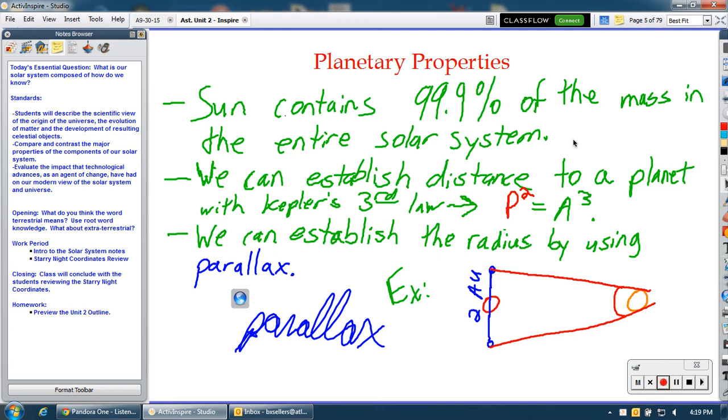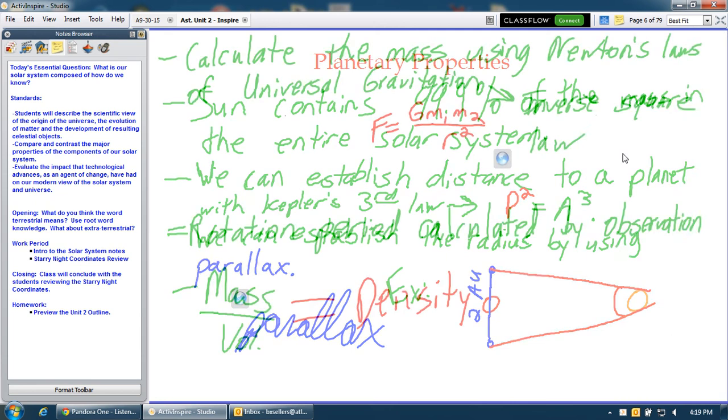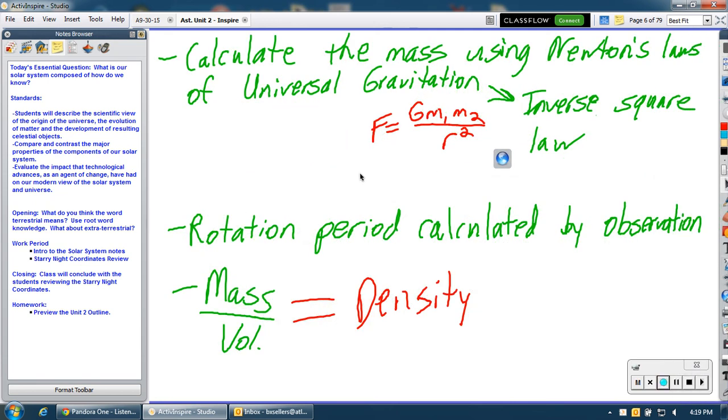We know how to measure distances to things using Kepler's third law, p squared equals a cubed. We can calculate the radius of nearby planets using a process called parallax, which is essentially just a geometry function. We calculate the mass of things using Newton's universal law of gravitation. That's the formula right here, right? If you know the mass of one object, G is constant, mass of another object, divided by the radius squared.